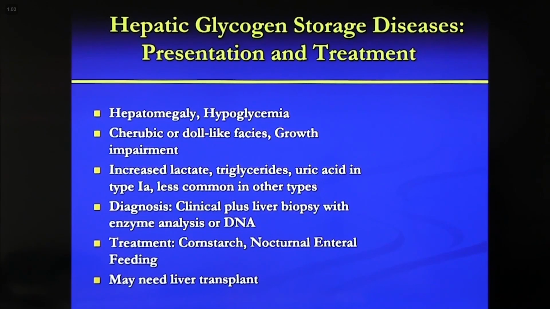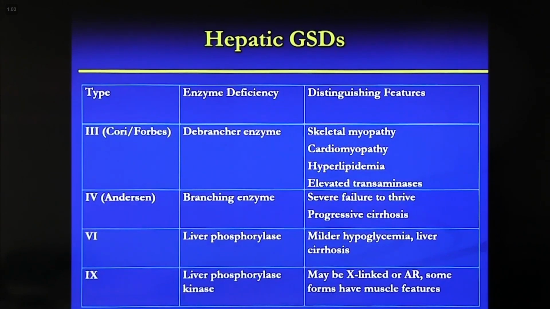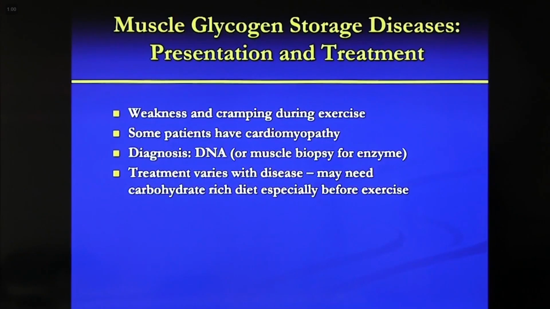Sometimes they get liver adenomas and they need a liver transplant. There are many different forms of this. Type 1A is the classic form, which I just described. Type 1B is the same, but it also has an immune deficiency. So you get neutropenia, and you can actually get an inflammatory bowel disease-like picture. And then there are several other forms of these hepatic GSDs that have various different manifestations. One of these is type 9, and it may be X-linked or autosomal recessive. And the rest are all autosomal recessive.